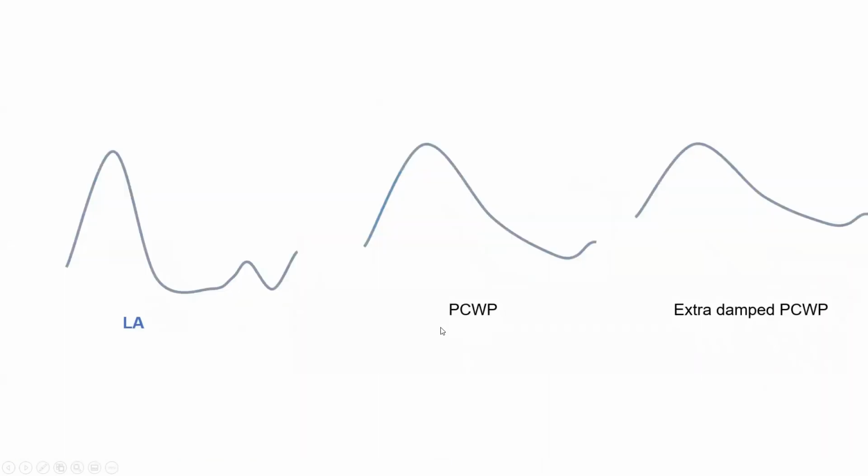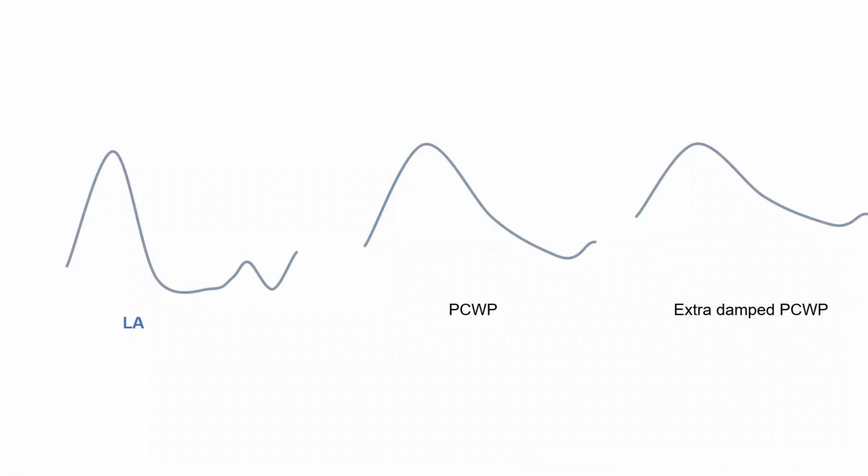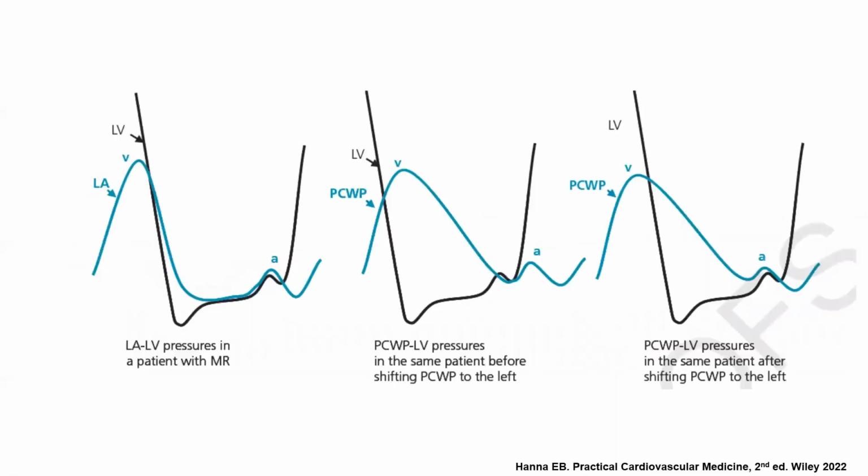The only caveat of using wedge as a surrogate of LA is when you're trying to assess for mitral stenosis. Because when you're damping that LA, this is LA, this is wedge. When you're damping that LA and elongating those hills and waves, you create a fake gradient between wedge and LV, or you exaggerate the gradient between wedge and LV. So it's definitely not good to assess for mitral stenosis. So wedge pressure and LA pressure are interchangeable in most case scenarios, except mitral stenosis.